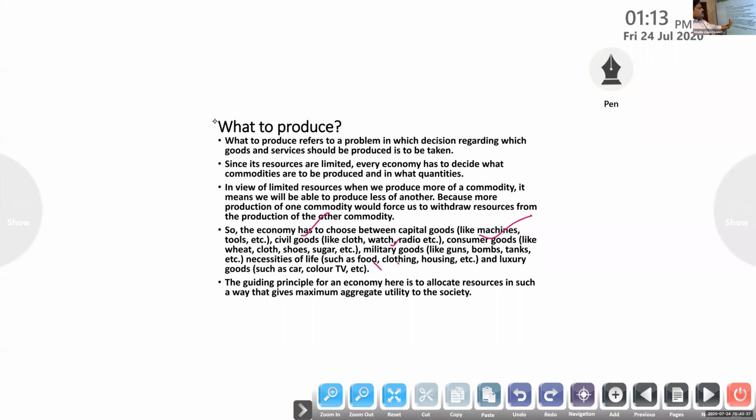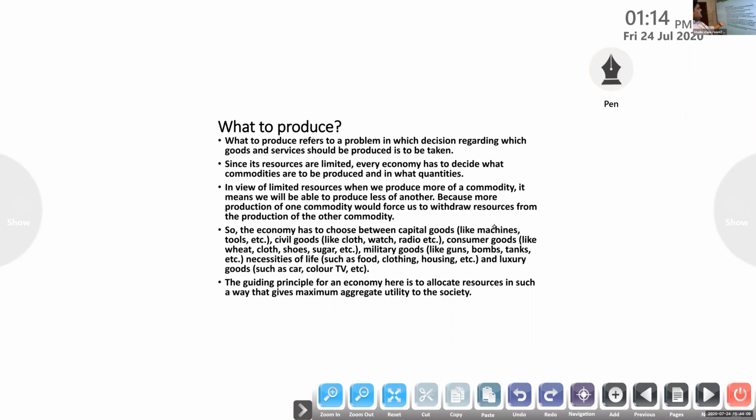Okay, civil goods are goods that people use, such as clothes, watch, radio. Just keep that in your mind. Next one is called consumer goods, which are also necessary to lead a good life in society. What are they? Wheat, cloth, shoes, sugar are consumer goods. Next one is military goods. As per the political situation of the country, they will decide to produce guns, tanks, bombs, or something like that, as per the necessity.